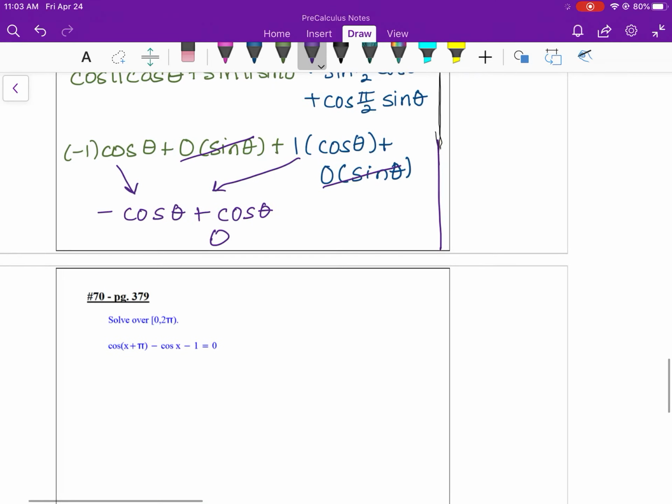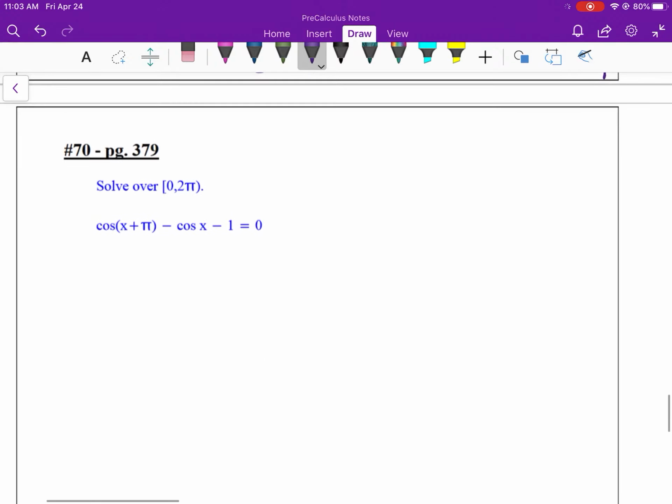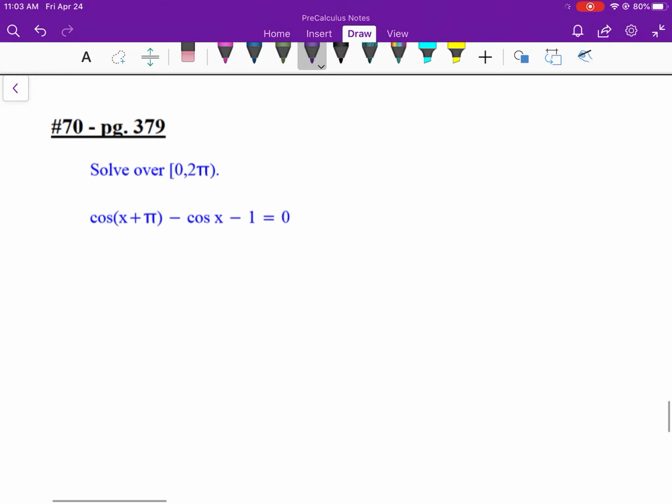The last question I want to show you today, and this concludes lesson 5.4, is that with these identities, we'll also see them in equations that we need to solve. So this one says to solve over 0 to 2 pi. That means we will not add multiples of pi to our answer. We will just state the answers on the unit circle.